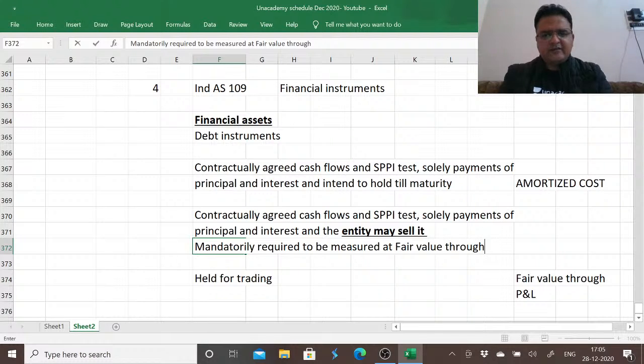So the standard on Ind AS mandates that if the business model of an entity is such that they enter into contractual cash flow agreements, they receive solely payment of principal interest, and on need basis, or if in the past they've been selling whenever required, they were not holding it till maturity. That means there is an element of uncertainty in it which should be presented to the users of financial statements. So this element of uncertainty is presented to the financial statements through recognizing it through OCI.